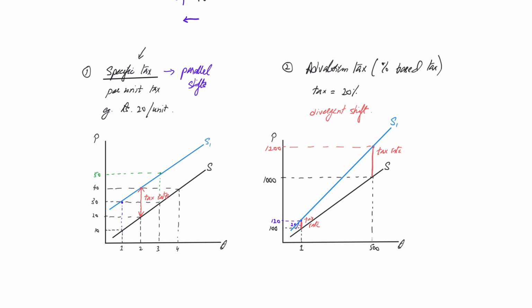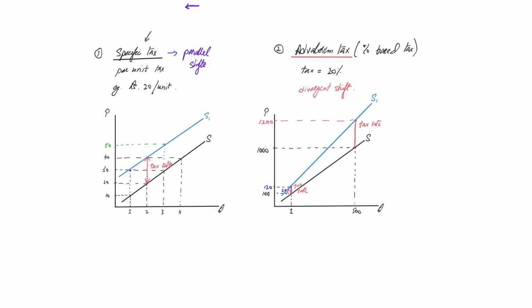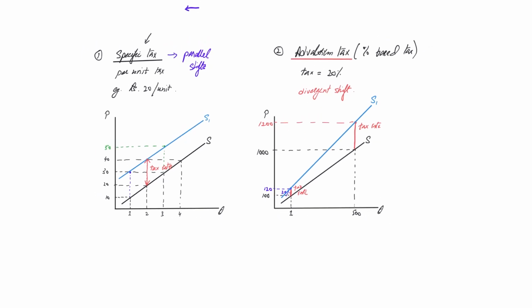Okay, so this is how we show the two taxes. An ad valorem tax, which is a percentage based tax, causes a divergent shift. The reason why is the higher the price, the greater the tax amount, and this vertical distance measures the tax amount. In the specific tax, it remains the same.